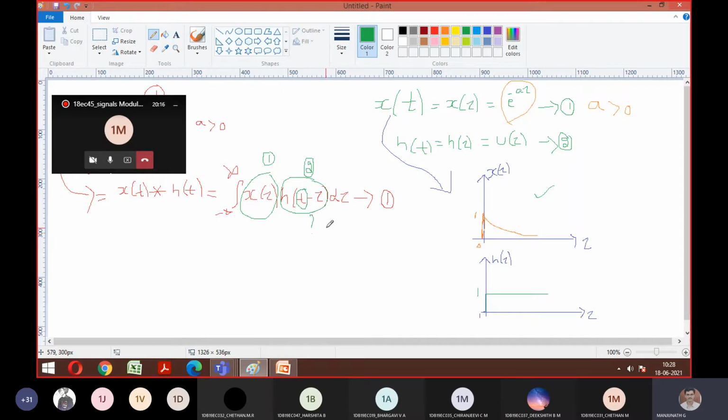Correct? So case 1, I can consider t is equal to 0, because I don't know what the time is. So if I take t equal to 0, that will become case number 1. Similarly, if you take t greater than 0, it means all the positive values. If you take all positive values, how does your h of t minus tau look? Similarly, case number 3, if t is less than 0.